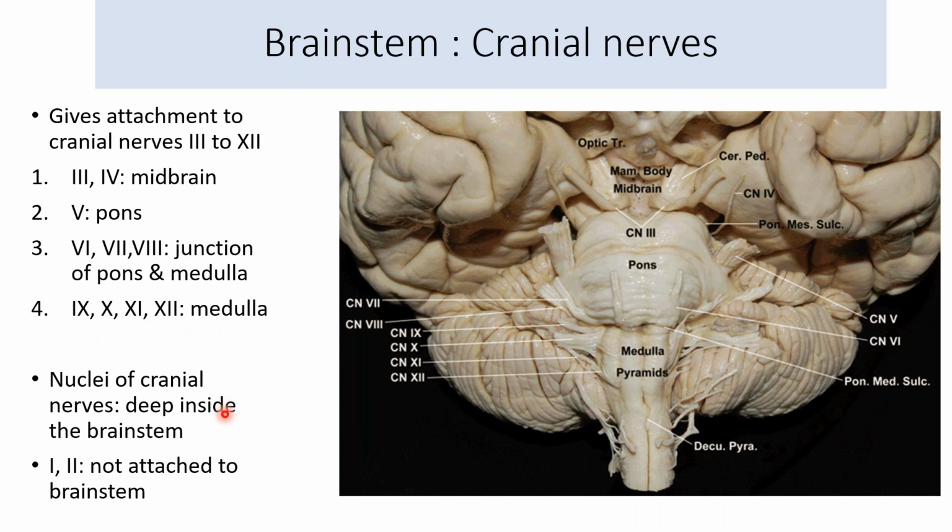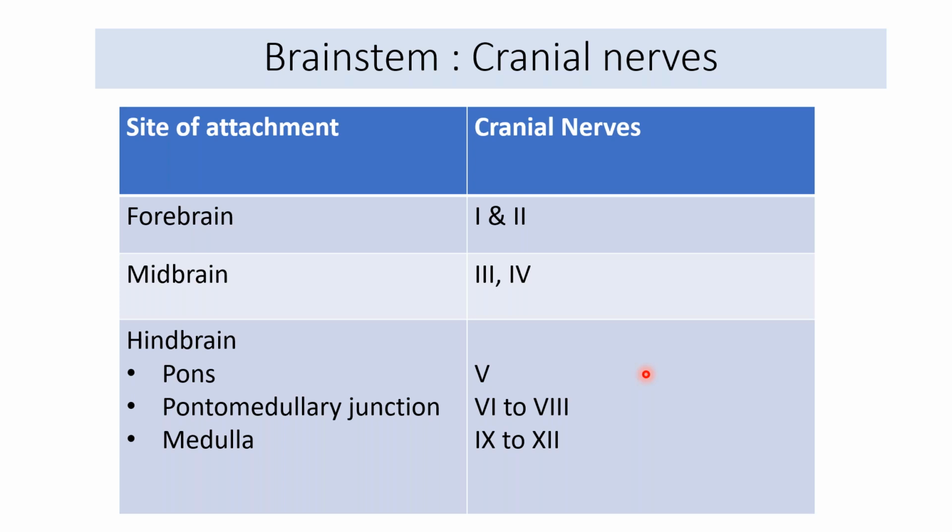The nuclei of the cranial nerves are deep inside the brainstem, and their emerging points can be seen grossly, outside, in relation to the brainstem. The trochlear is the only nerve which arises from the dorsal aspect and then comes to the ventral aspect. Otherwise, all the cranial nerves emerge from the ventral aspect of the brainstem. Cranial nerves 1 and 2 have no attachment to the brainstem. This is a tabulation of the same thing, the origin points of all the cranial nerves in relation to the brainstem, which we have just discussed.